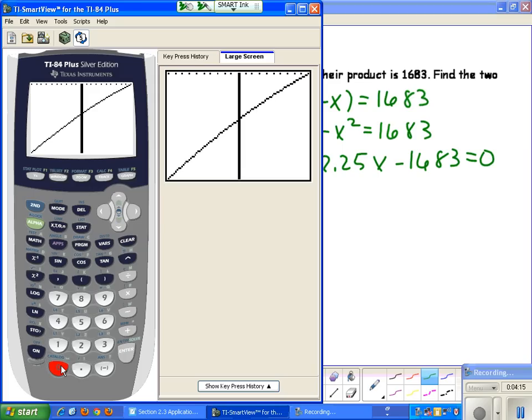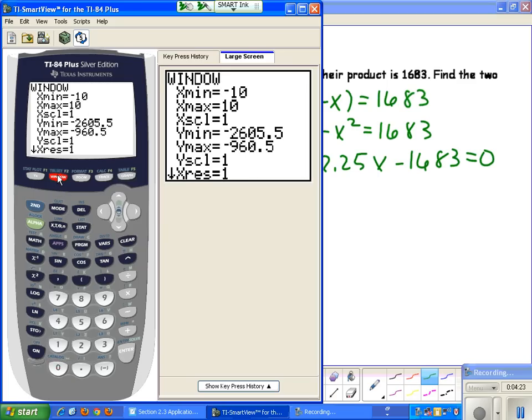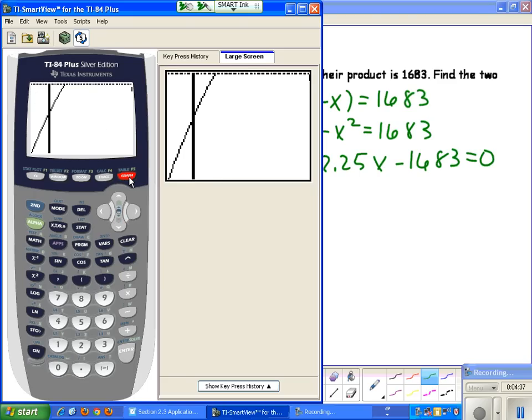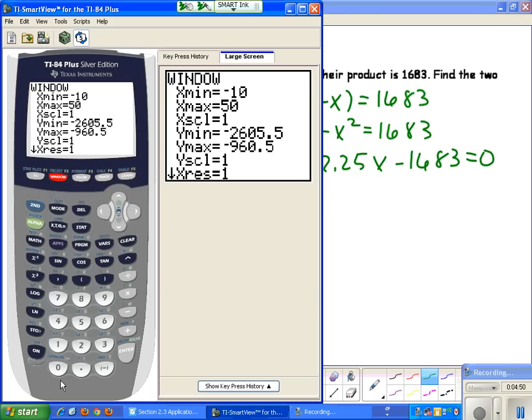Remember, this is a quadratic graph which has a parabola shape, or a U shape, and I can't see the U shape here, so my window's really still not that great. I'm going to go to my window and change my x values because I don't see the right half of my parabola. Maybe let's go to 50 and see what happens. If this is not large enough, I would change my window still. We get a little better idea, but still not exactly what we need. So I'm going to go to my window again and maybe put in 100 for x maximum.